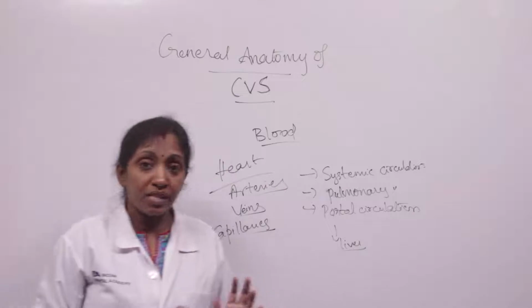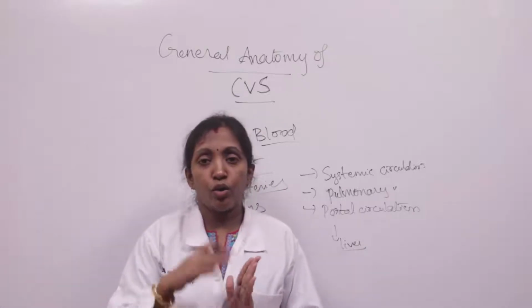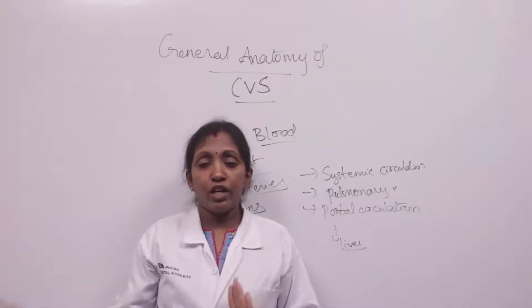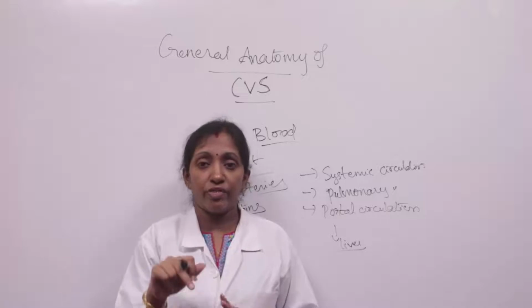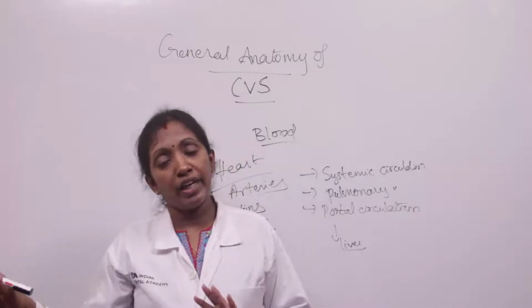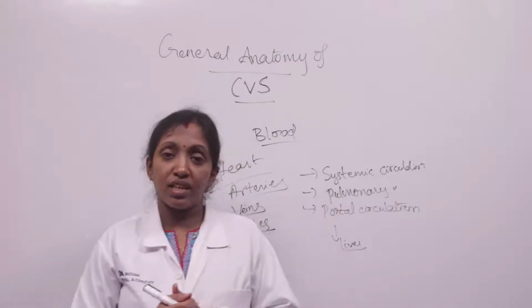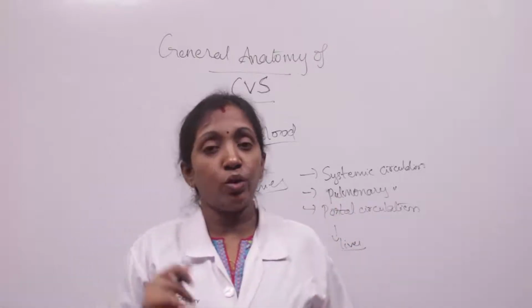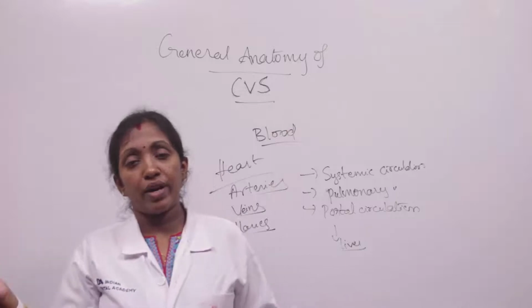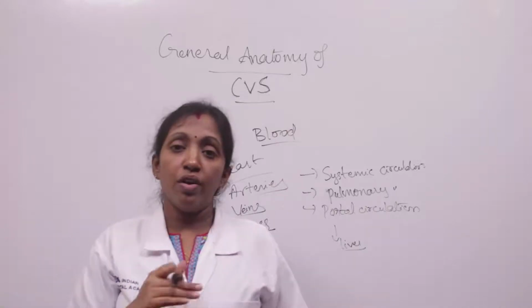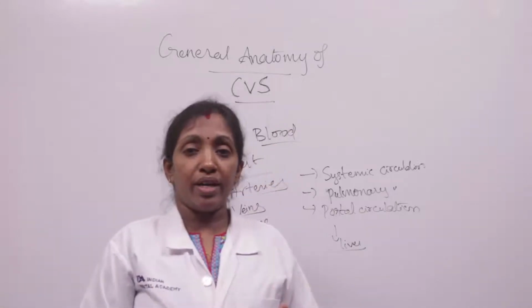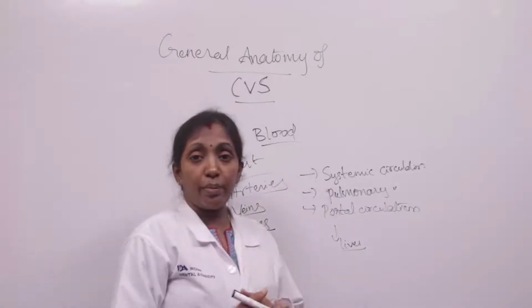Systemic circulation means from the left ventricle to the body and from the body to the right atrium. This is the systemic circulation. And pulmonary circulation means from the right ventricle to the lungs, and from the lungs the purified, oxygenated blood comes to the right atrium by pulmonary veins. That is the pulmonary circulation.